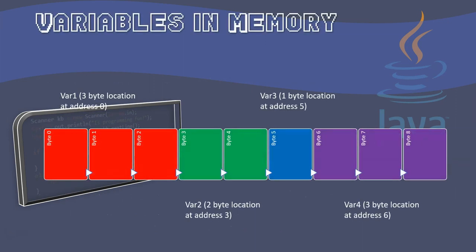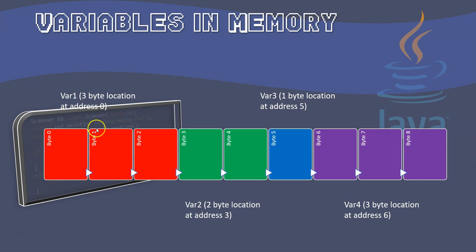Now, here's an example to help put some context to what we talked about. We're going to start looking at variables in memory and how they're used. Here I have a variable, var1. You can see it has a 3-byte location starting at address 0, so it's shaded in red. Byte 0, byte 1, and byte 2 are taking up that address.